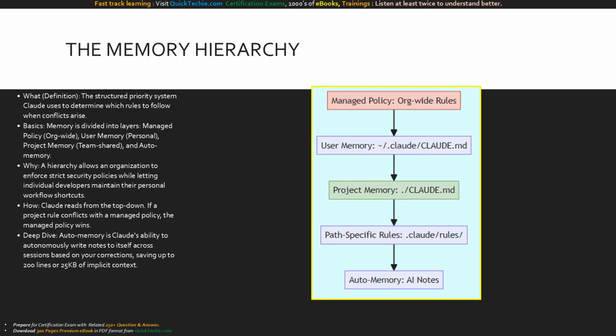To build an effective knowledge base, you must understand Claude's memory hierarchy. What is it? It's the structured priority system Claude uses to resolve conflicting rules. The basics are broken down into levels: managed policy for the entire organization, user memory for your personal habits, project memory for the specific codebase, and auto memory. Why use a hierarchy? Because an IT team needs to enforce non-negotiable security standards, but you still need your personal shortcuts. How it works is simple. Claude reads these files from the top down, with higher-level organizational policies overriding local project rules.